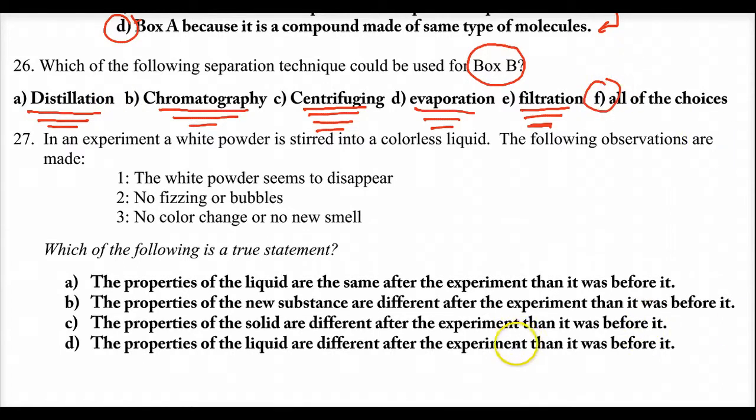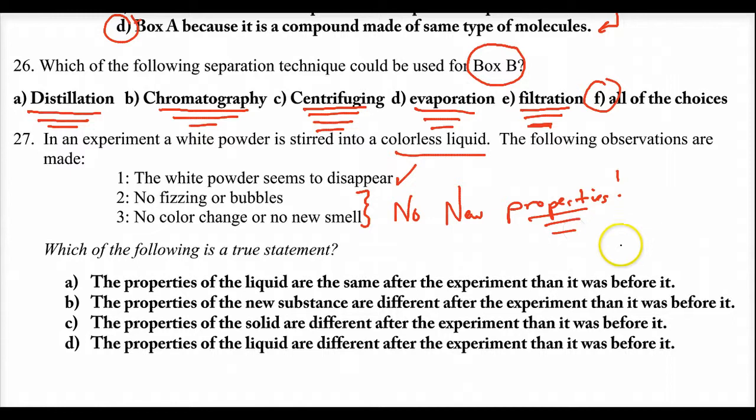Last question. In an experiment, a white powder is stirred into a colorless liquid. The following observations are made. The white powder seems to disappear, kind of like if you were to put sugar in water. There's no fizzing or bubbles, no new color change, no new smell. What I'm telling you here is there are no new properties. If there are no new properties, then we didn't make a new substance. And guess what? The change is physical. And if the change is physical, we just made a mixture.